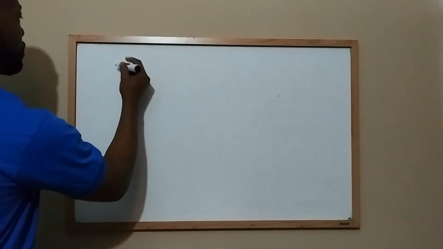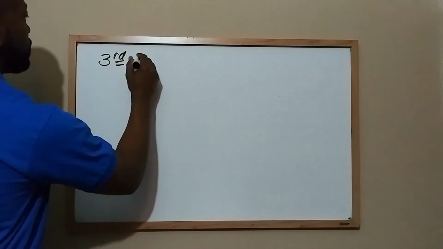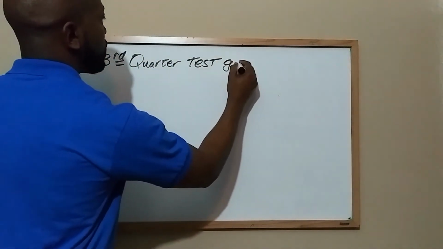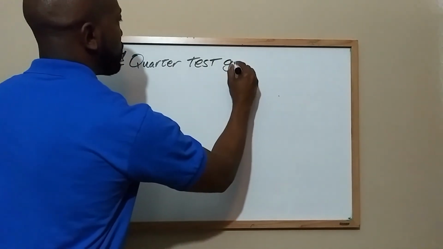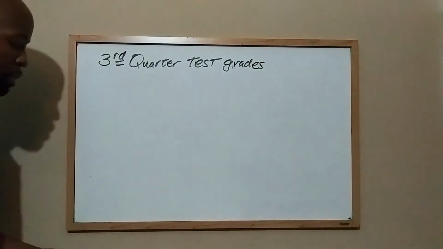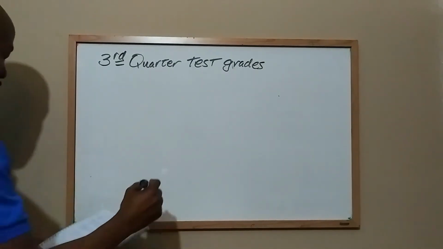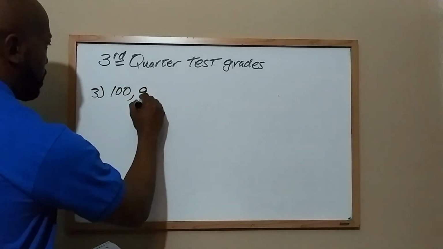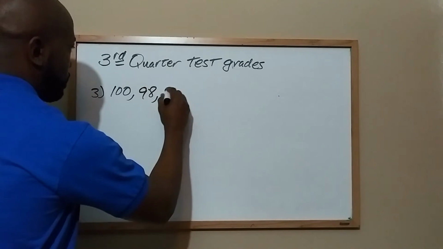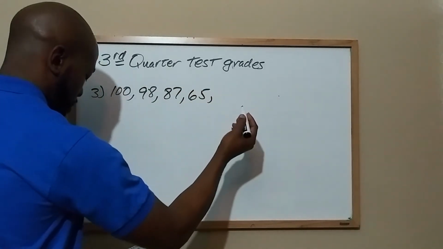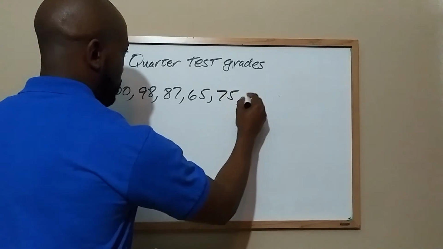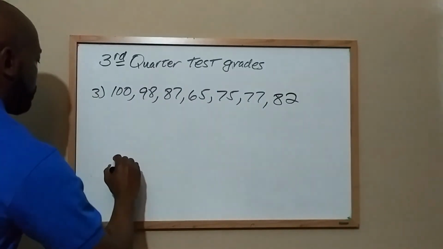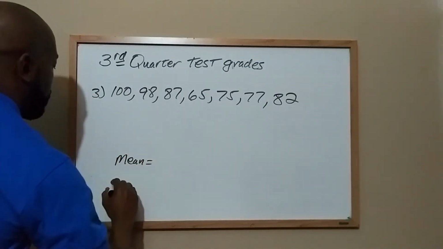Use third quarter test grades. Third quarter test grades. All right, so let's use 100, 98, 87, 65, 75, 77, and 82. Looking for the mean and median.